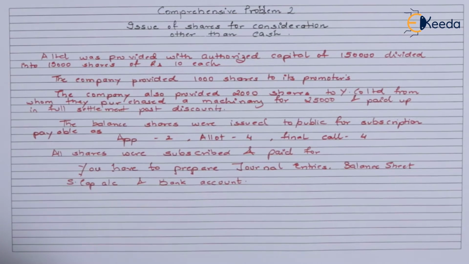You are supposed to prepare the journal entries here. You're supposed to prepare the share capital account, bank account, and the balance sheet. So these are the four requirements that you're supposed to prepare. Now we're going to start with the journal entries first. Let's prepare the format and then start with the journal entries.